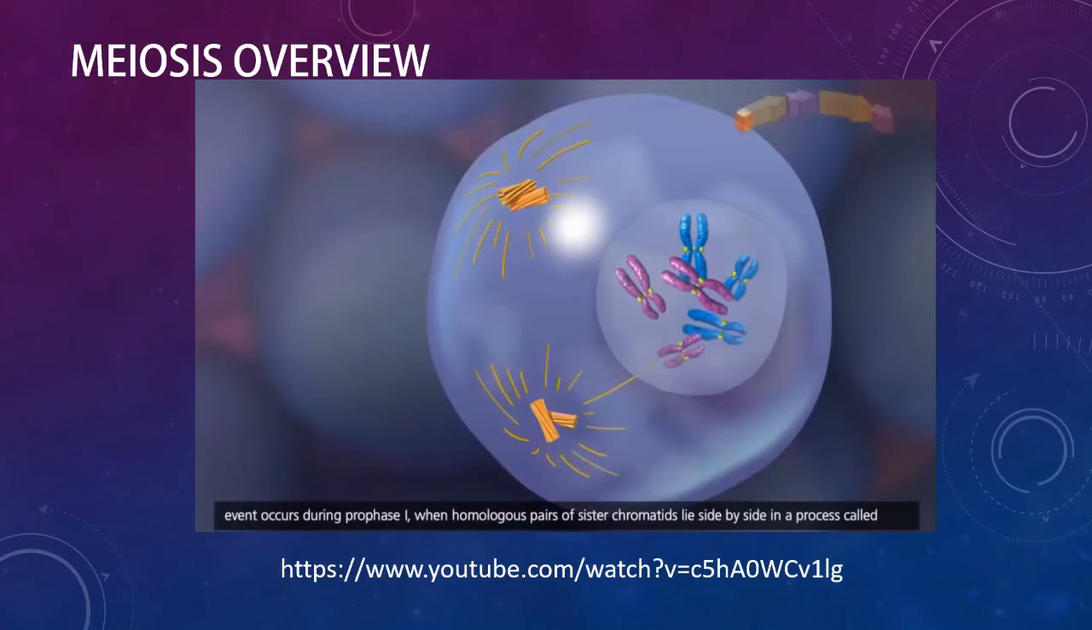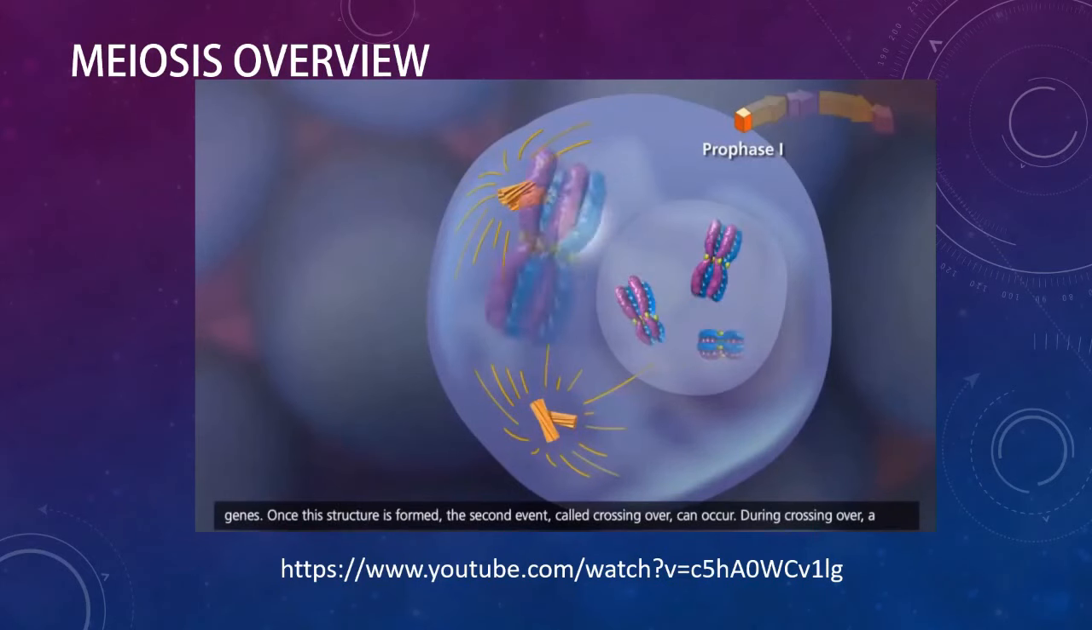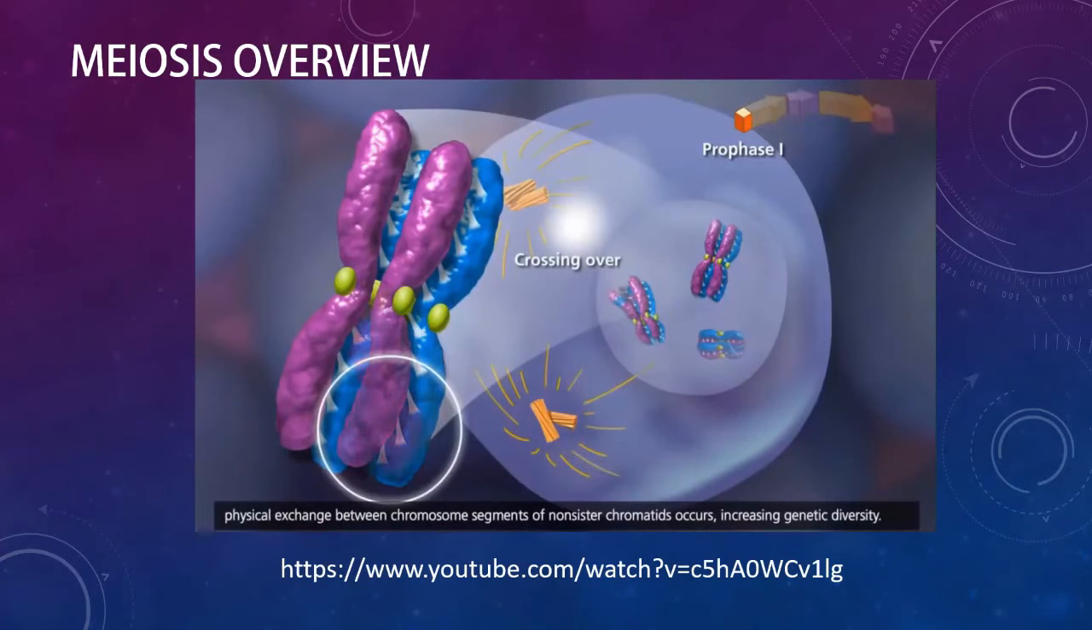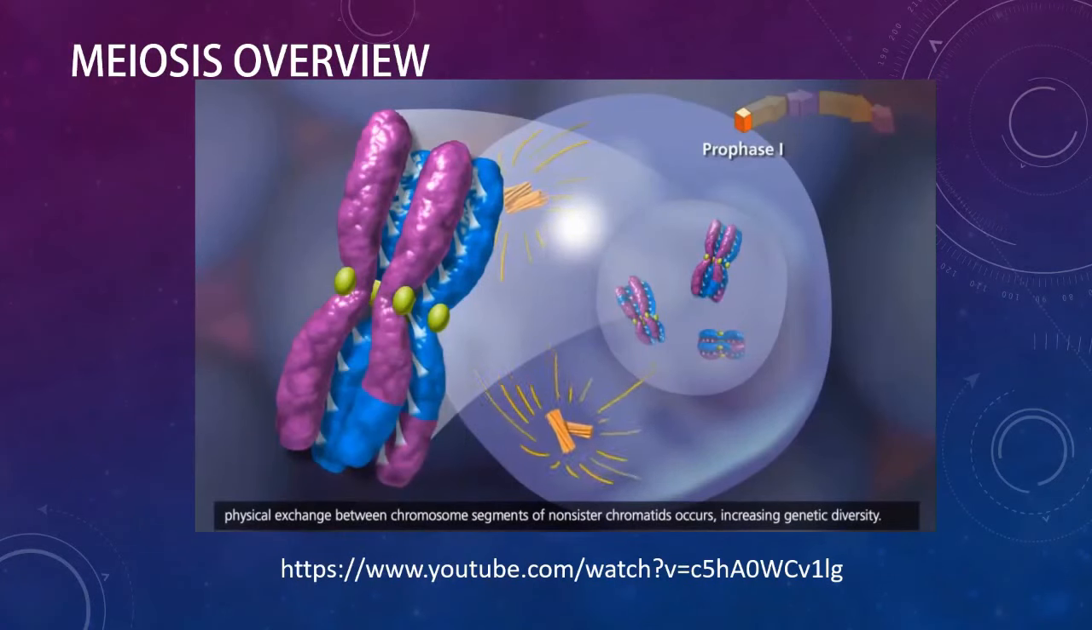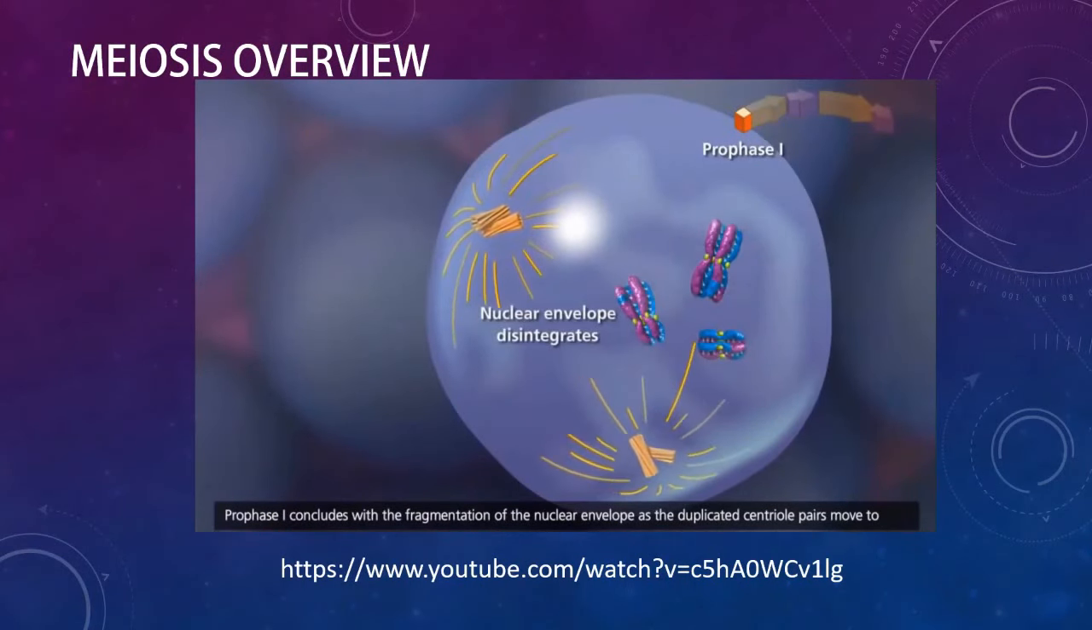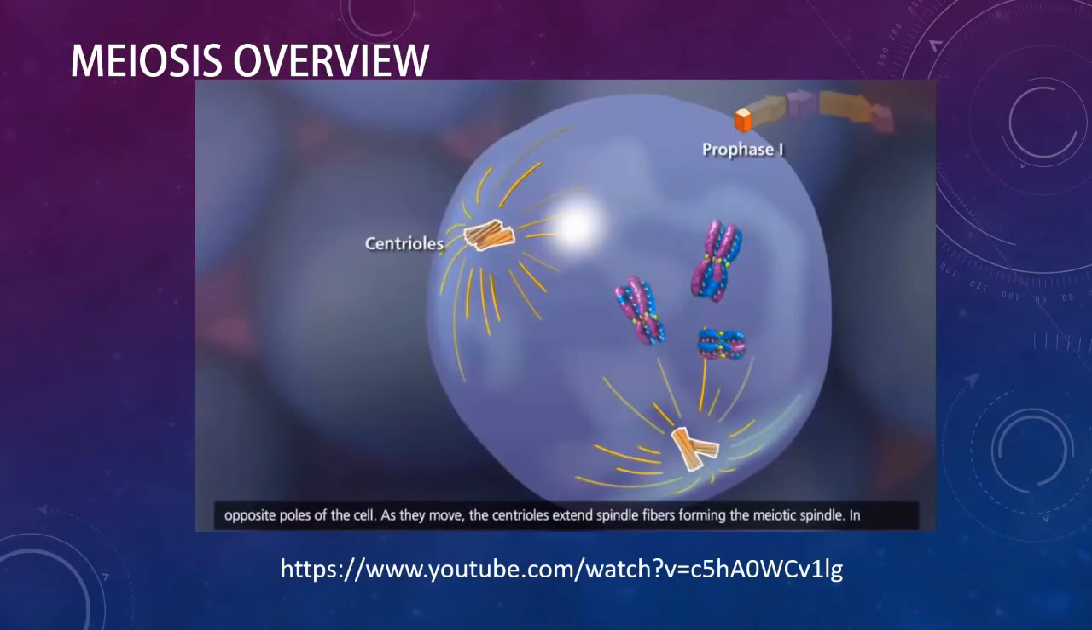The first event occurs during prophase I, when homologous pairs of sister chromatids lie side by side in a process called synapsis, forming a tetrad or bivalent. The homologous chromosomes share similar, but not necessarily identical genes. Once this structure is formed, the second event, called crossing over, can occur. During crossing over, a physical exchange between chromosome segments of non-sister chromatids occurs, increasing genetic diversity. Prophase I concludes with the fragmentation of the nuclear envelope as the duplicated centriole pairs move to opposite poles of the cell.